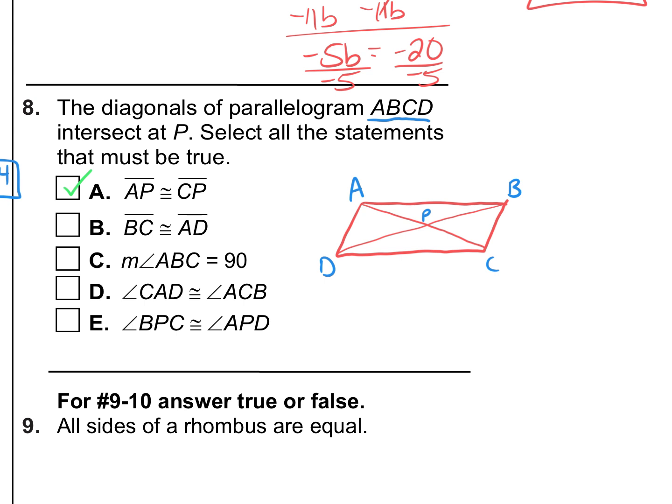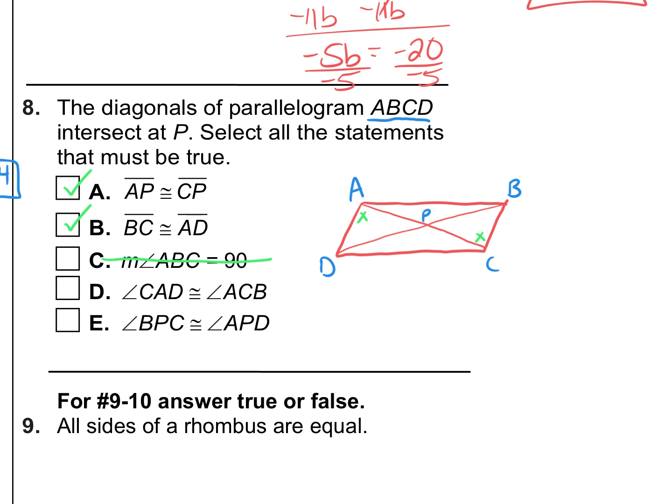Okay. Next one is BC congruent to AD. True or false? True, because opposite sides are the same. True or false? This angle right here is 90 degrees. It is false. Yep. CAD. This angle is congruent to this angle. True or false?